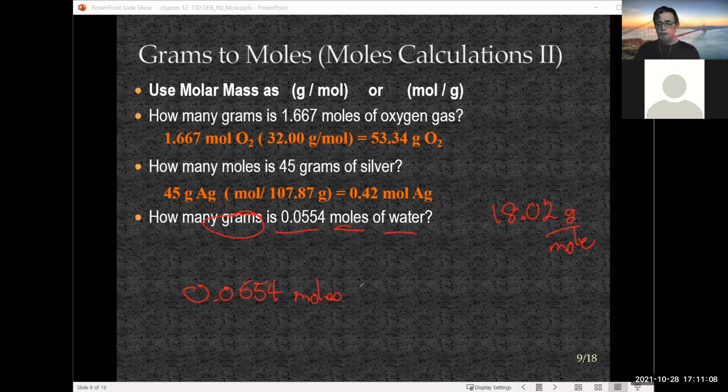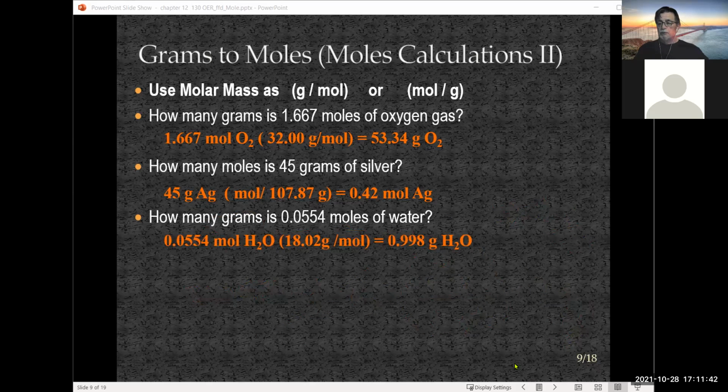moles of H2O. I'm going to have a conversion factor here because I want to get to grams of H2O. So we got moles of H2O, moles in the denominator, grams in the numerator. So that's 1, and that's 18.02 grams. Check my units, always checking my units, make sure I set that up properly. And then I just simply do the math, and I should end up with almost 1 gram.